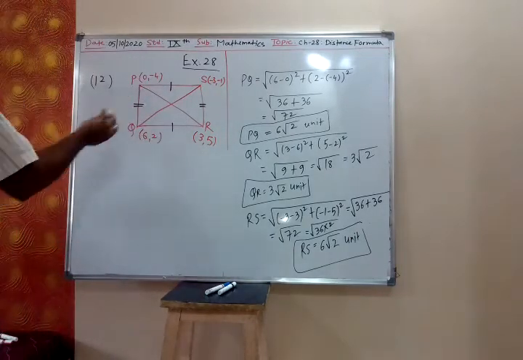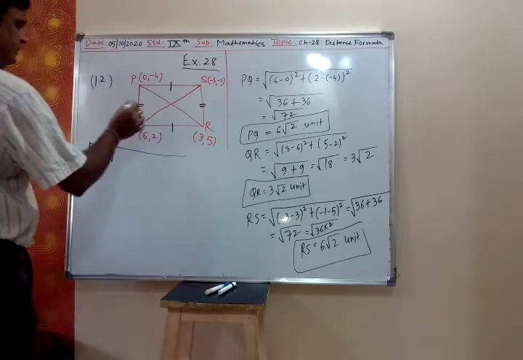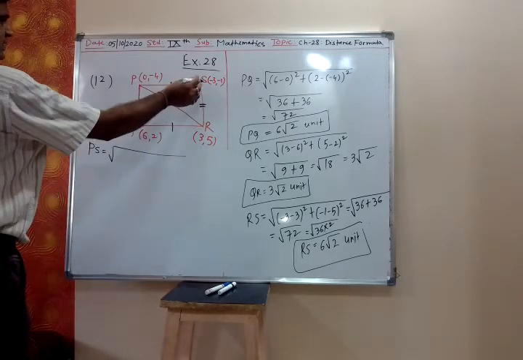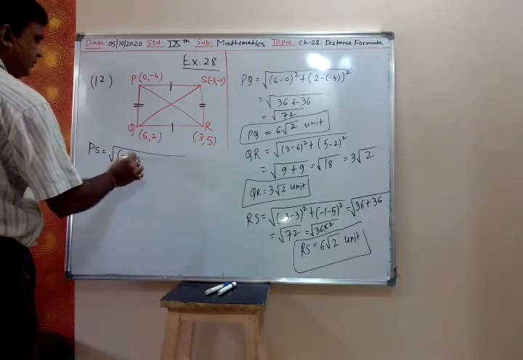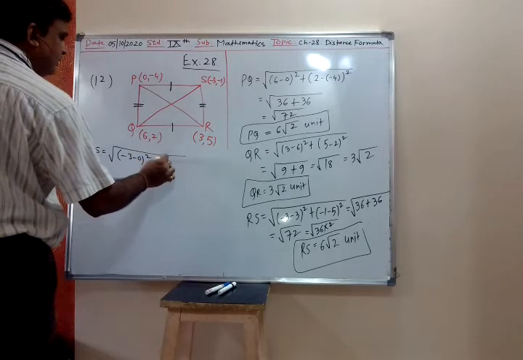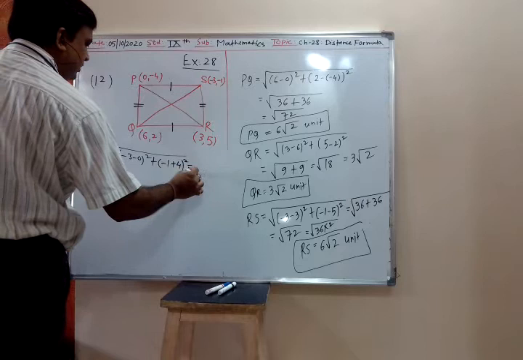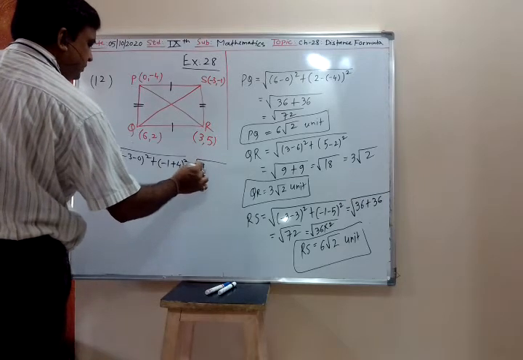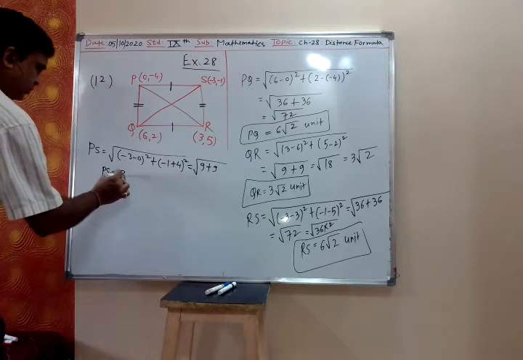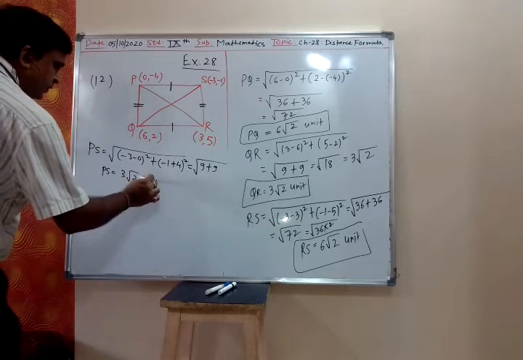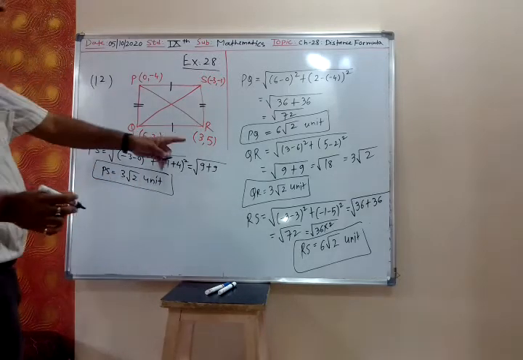Now we find PS. PS is minus 3 minus 0 square plus minus 1 minus 4 square. So that is square root of minus 3 square is 9 plus 3 square is 9. So PS is 3 root 2 unit. So after finding all the 4 lengths, we show which 2 lengths are equal.